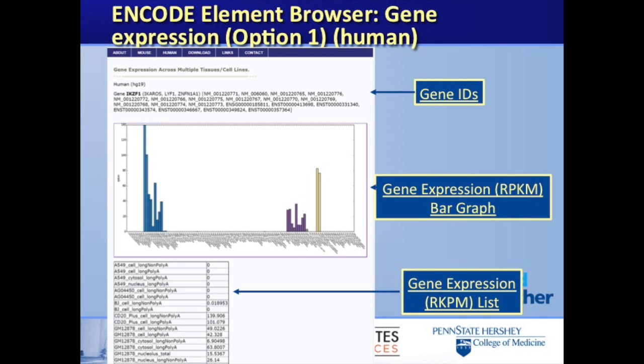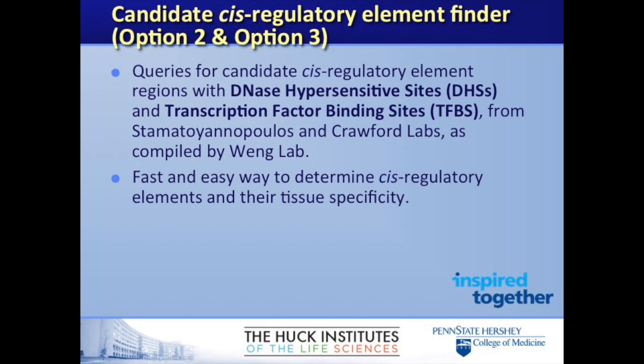So this is the first resource, and the second resource combines tools number 2 and 3, in which we look at DHS, the DNase hypersensitive sites, as well as the transcription factor binding sites that are available in the regions designated by the user. These sites are found by experiments from John Stamatoyannopoulos's lab and Dr. Crawford's lab, but they're compiled by Dr. Wang's lab from UMass. It's a fast and easy way to determine cis-regulatory elements and their tissue specificity.